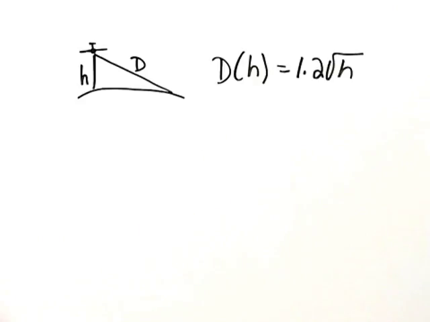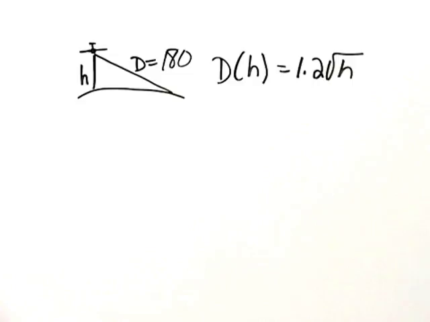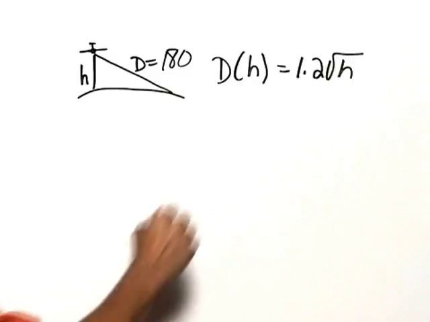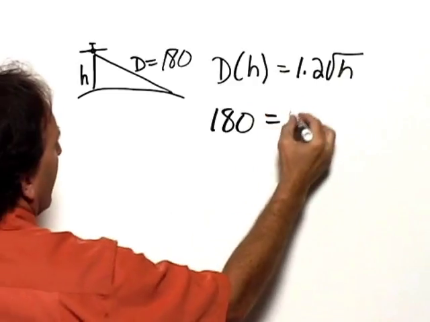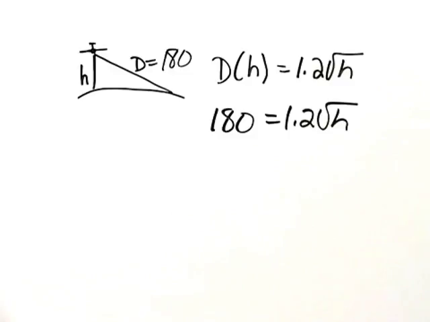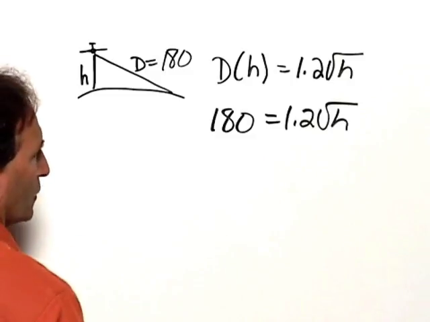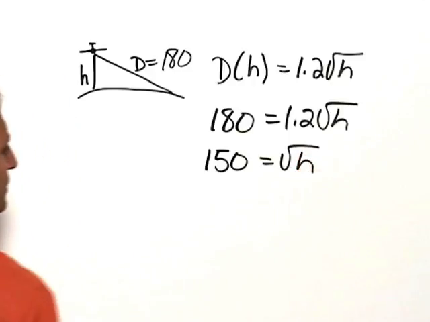Our equation d of h equals 1.2 times the square root of h, and we're told that d is 180 miles. So we want to substitute the d of h with 180 and then solve for h. So we have 180 equals 1.2 times the square root of h. Dividing both sides by 1.2 will give us 150 equals the square root of h.